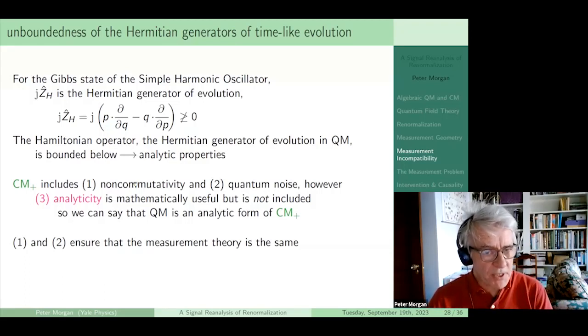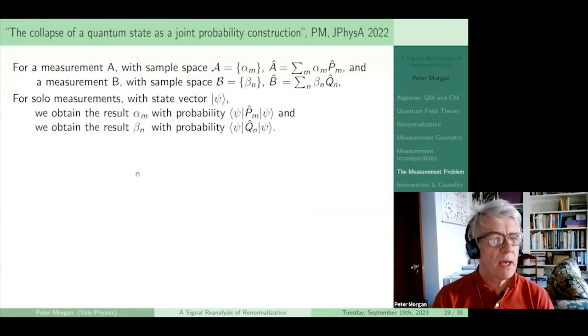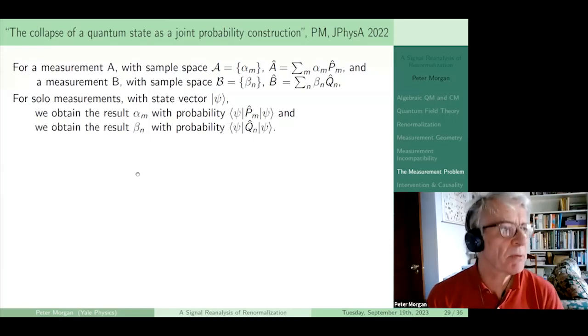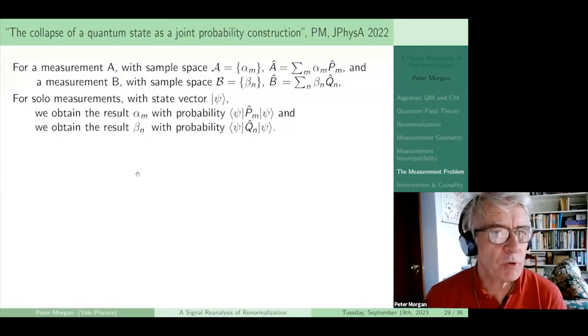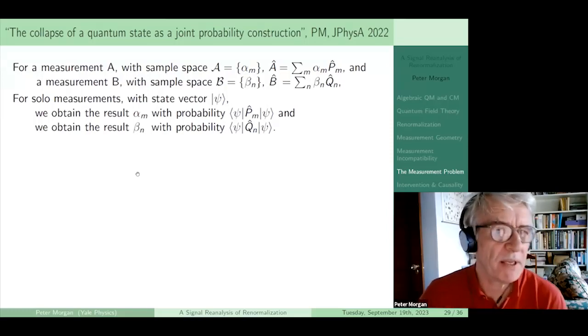Classic CM+ does include non-commutativity and quantum noise, which ensures that measurement theory is exactly the same as that of quantum mechanics as far as the algebra is concerned, but it's not analytic in the same way, and that I find helpful. And particularly, CM+ now has a measurement problem. And although the path is not short, it brought me to the argument I'm now going to present you.